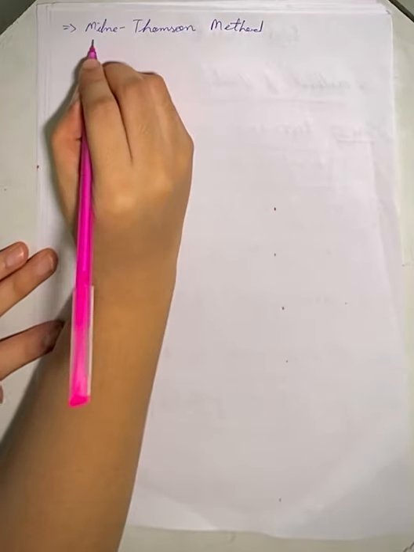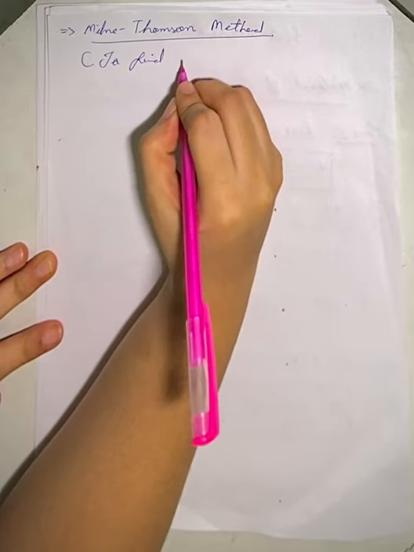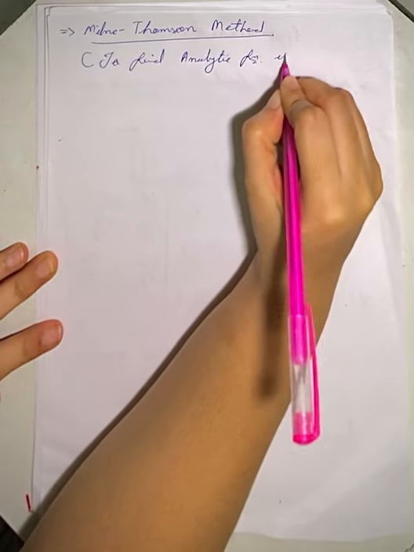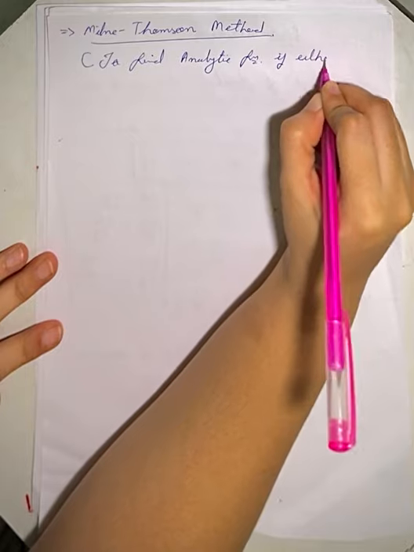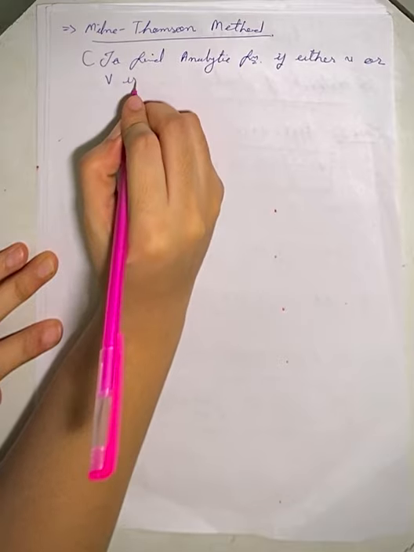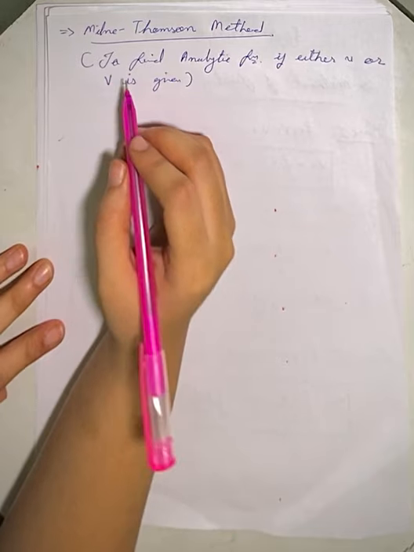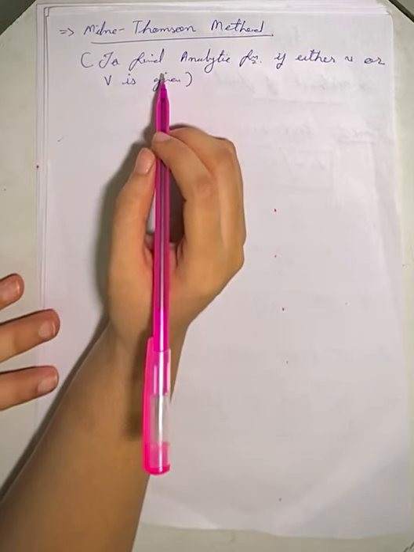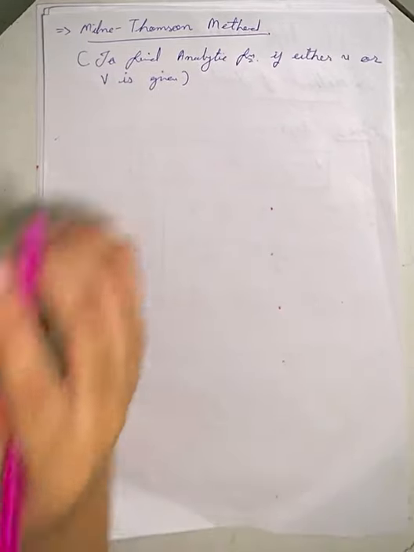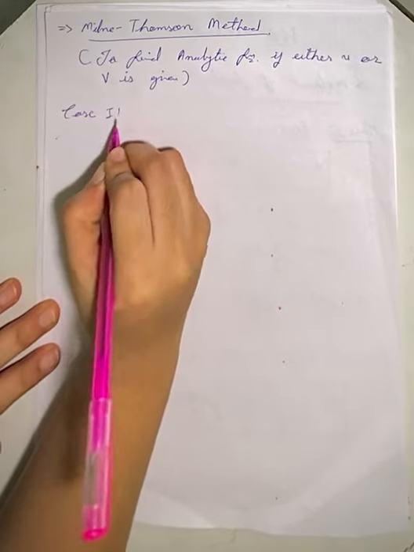This method is used to find the analytic function if either u or v is given. So if you are given u, you can directly find the analytic function, meaning you can directly find f of z, or if you are given v, then also you can directly find f of z using the Milne-Thomson method. So we'll see the first case, when u is given.